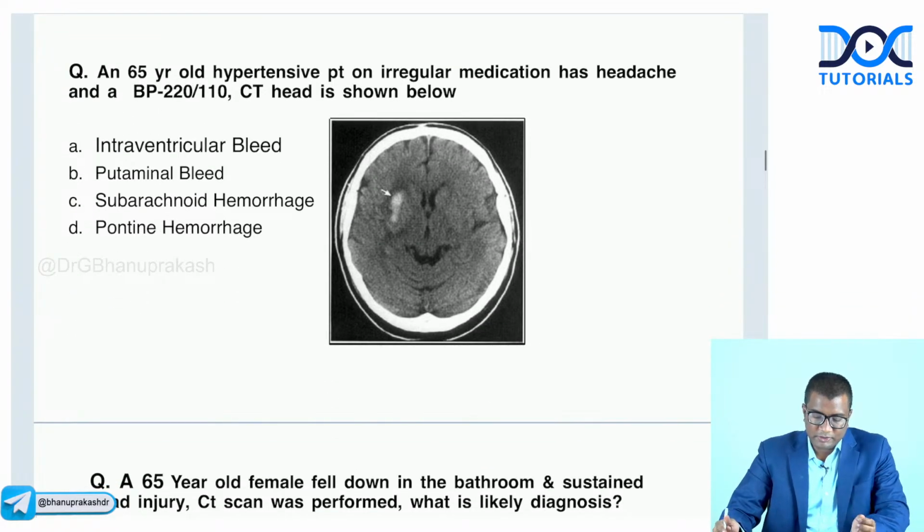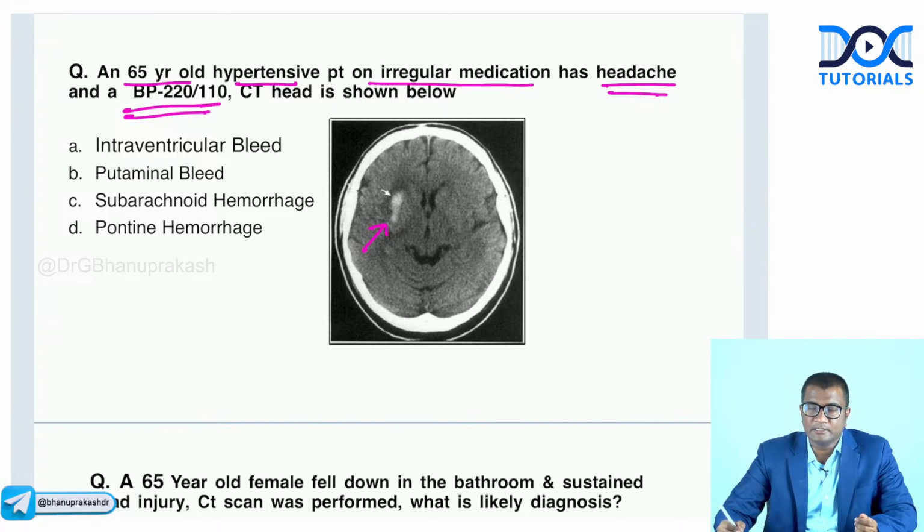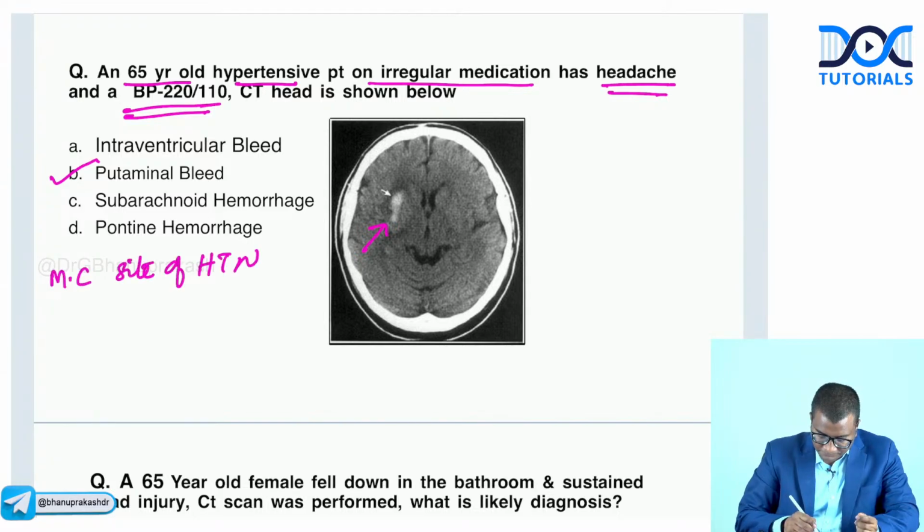Now look at this next question. There is a 65-year-old hypertensive patient on irregular medication of his hypertension, who developed headache and a BP of 220/110. The CT head is obtained. What is the likely diagnosis? You can see here there is a hyperdense area occurring in the region of the putamen, right? So this is putaminal bleed. Please remember the most common site of hypertensive bleed is putamen.